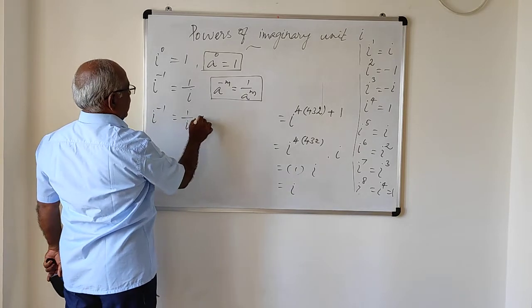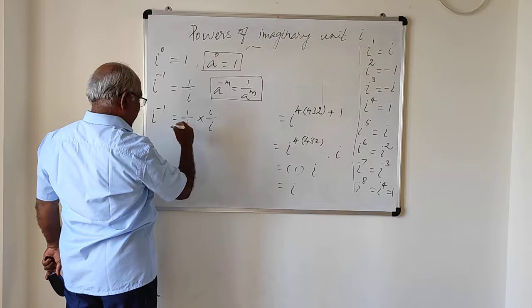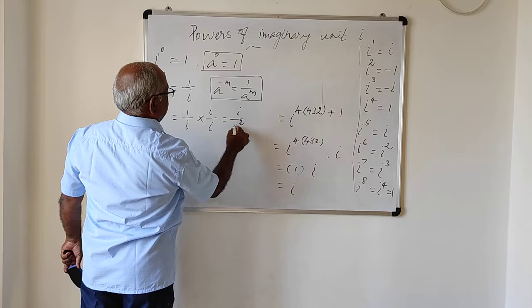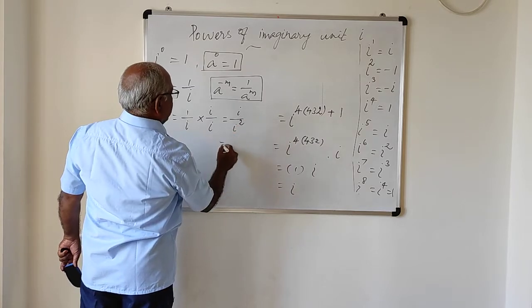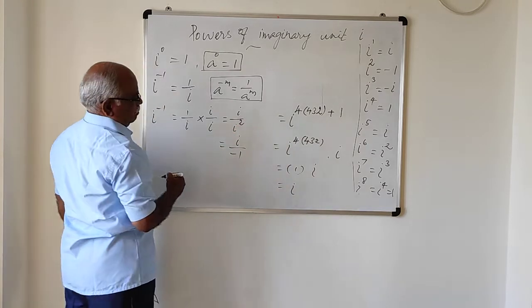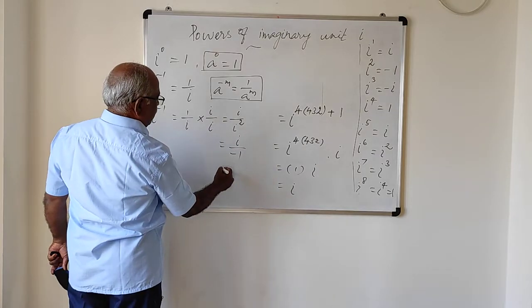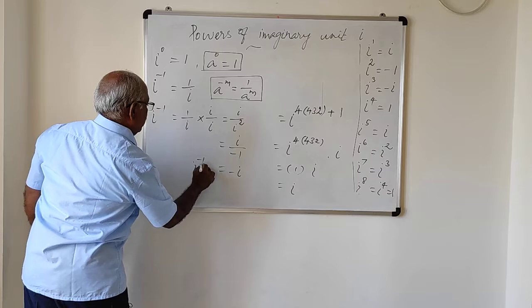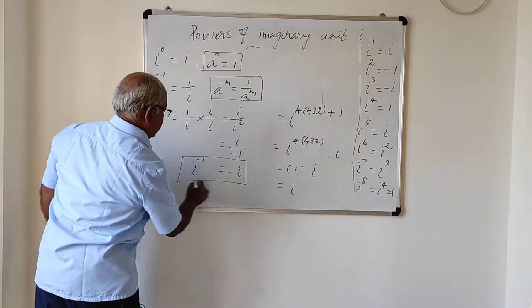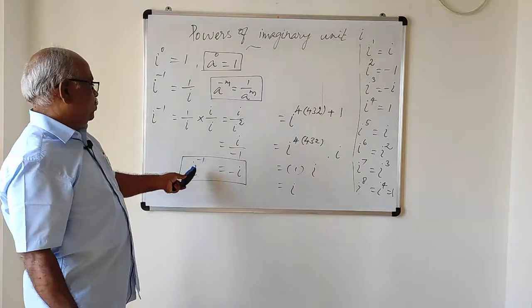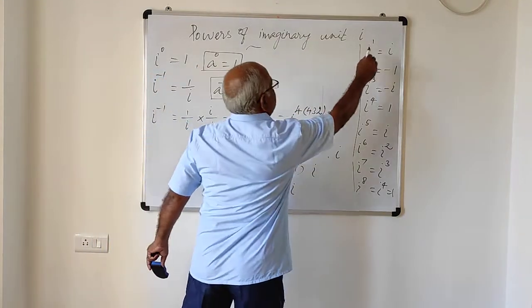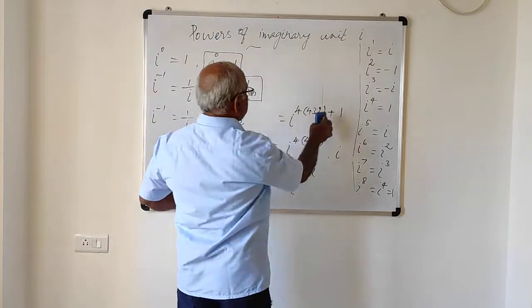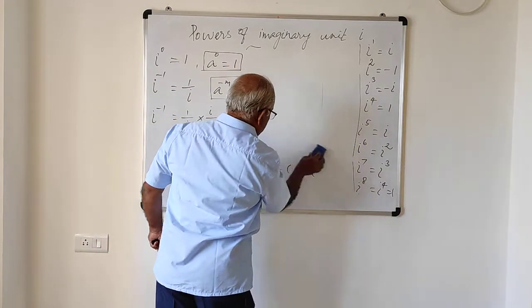To simplify, I multiply numerator and denominator by i to get i by i square. I square is minus 1, and i divided by minus 1 is minus i. Therefore, i power minus 1 is minus i. Result you should remember: i power 1 is i, whereas i power minus 1 is minus i.